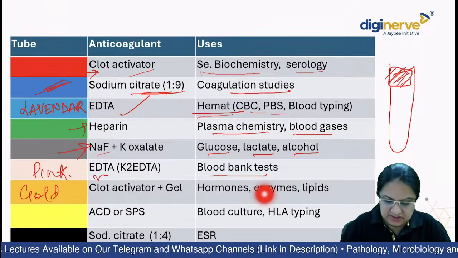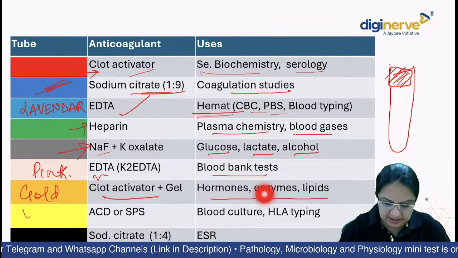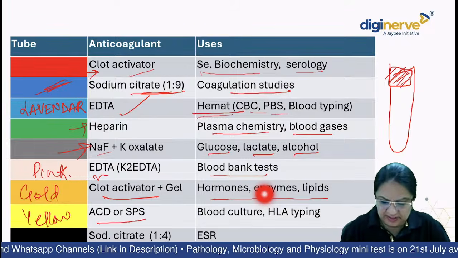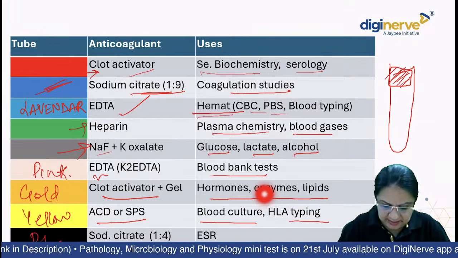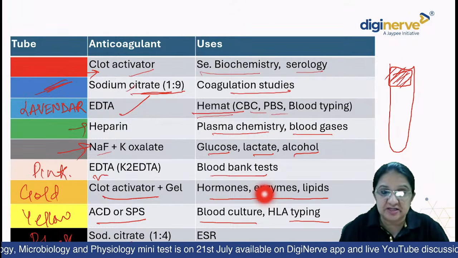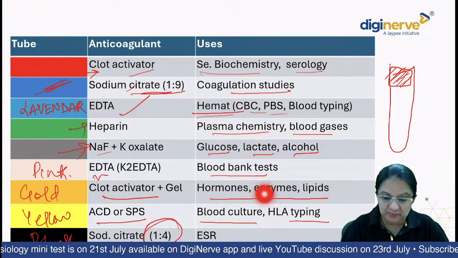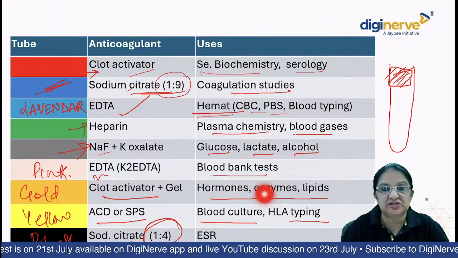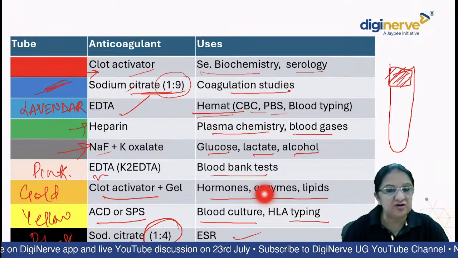Gold is a clot activator for hormones, enzymes, and lipids. Yellow, ACD or SPS for blood culture, HLA typing. Black again has sodium citrate. Remember, light blue coagulation studies was sodium citrate, but here the ratio is 1:4, whereas those used in coagulation tests, it is 1:9. All right. And the black is used for ESR.